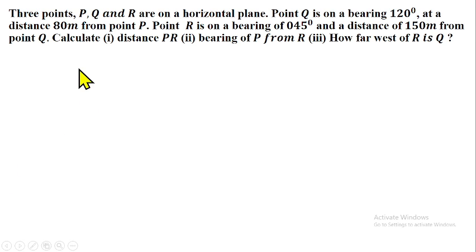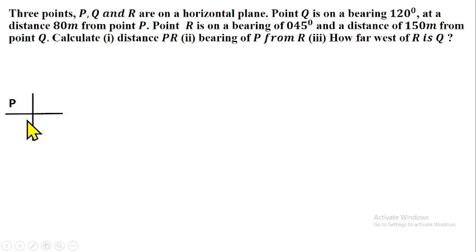Another question. Three points P, Q, and R are on a horizontal plane. Point Q is on bearing 120 degrees, and at a distance 80 meters from P. Point R is on bearing of 45 degrees and distance 150 meters from Q. So let's try to simplify the question from the beginning. So we have 3 points on a horizontal plane. Point Q is on a bearing of 120 degrees at a distance of this from P.